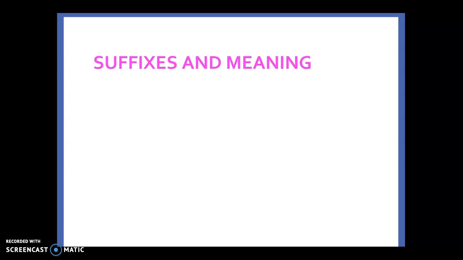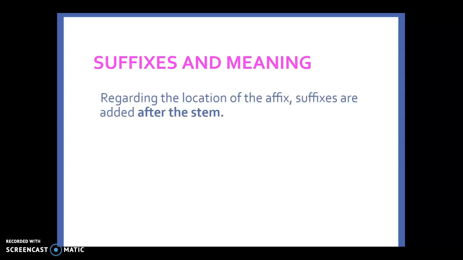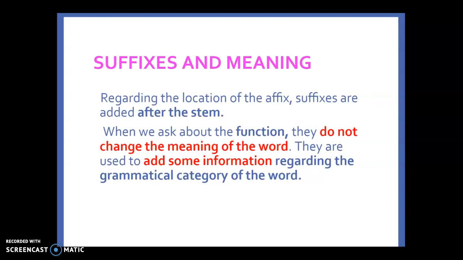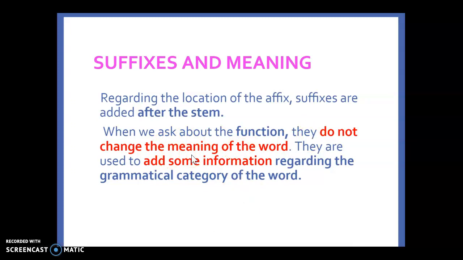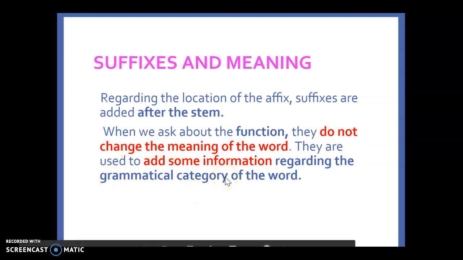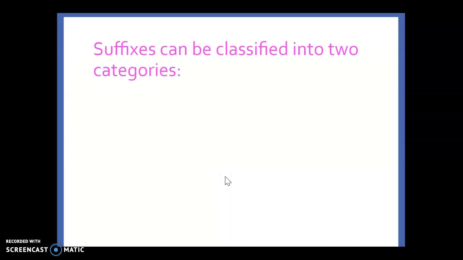In the case of meaning, suffixes do not change the meaning of the root or of the stem. They would add extra information, but they would not change the meaning of the word. So they would add extra information connected to the grammatical category of the word, but they would not change the meaning of the word. Let's see.